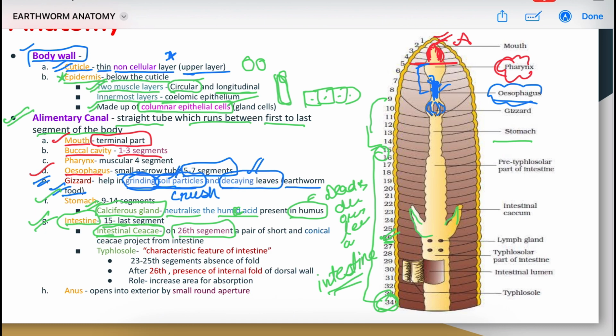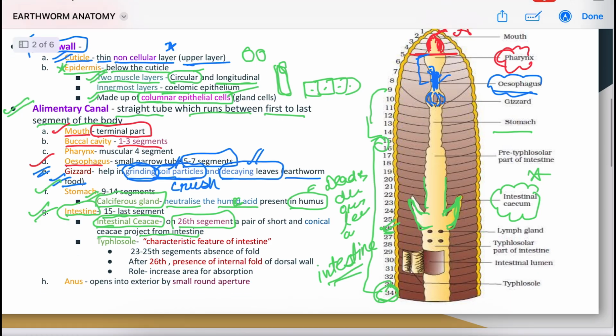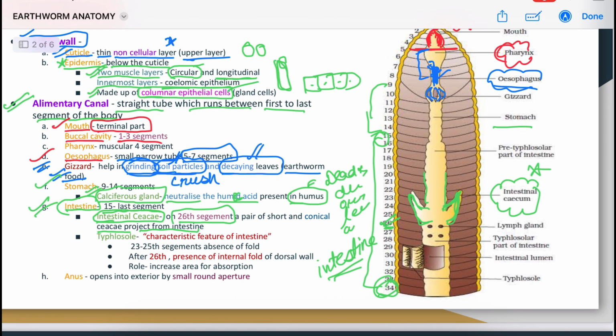Their shape is conical. That's why they are called caeca that project from the intestine. Basically, this is the intestinal tube. They are projecting like an outgrowth of the intestine. They are cone-like and they are in pairs. This is called the intestinal caecum.